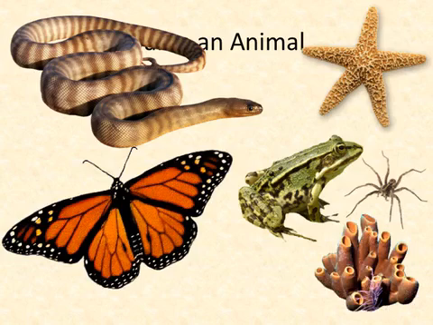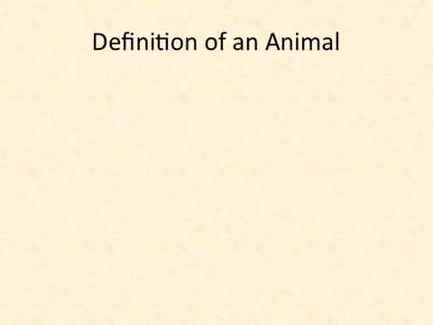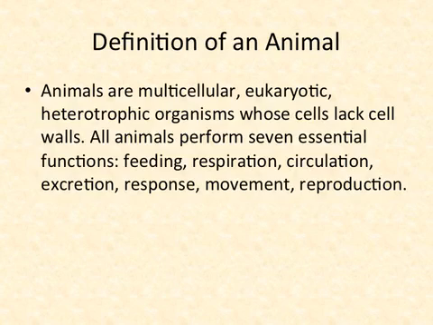And so what unites all of these examples of animals? Well, that brings us to the definition of what an animal is. An animal is a multicellular, eukaryotic, heterotrophic organism whose cells lack cell walls. All animals perform 7 essential functions: feeding, respiration, circulation, excretion, response, movement, and reproduction.